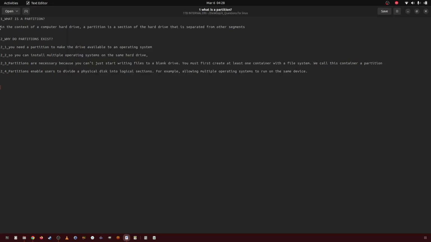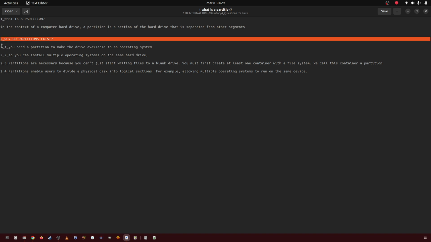In this video, I'm going to be talking about what a partition is in the context of a computer hard drive. A partition is a section of the hard drive that is separated from other free space or other partitions. All a partition means is it's a section of the hard drive. It is an allocated space of the hard drive.